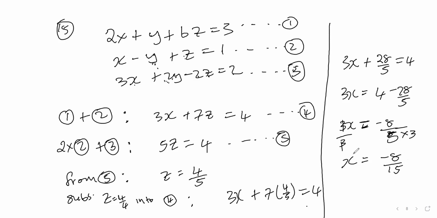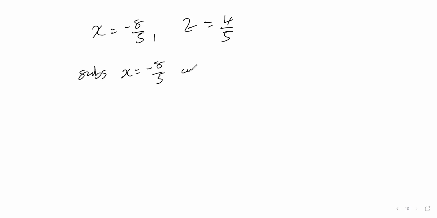Okay, so we now have values for x and z. We can bring them into any one of these 3 original equations to solve for y. So substitute x equals negative 8 over 5 and z equals 4 over 5 in equation 1.